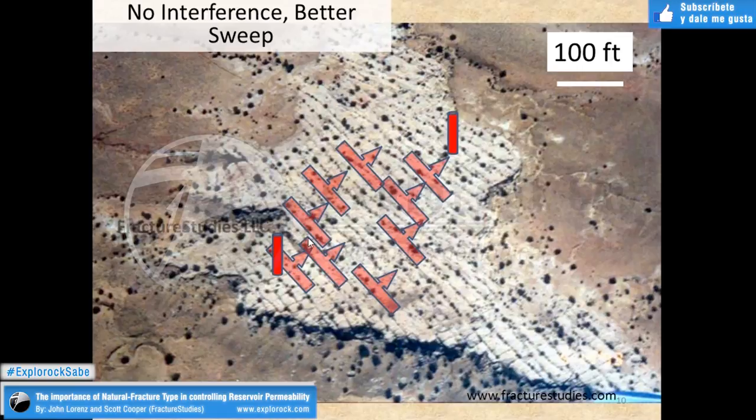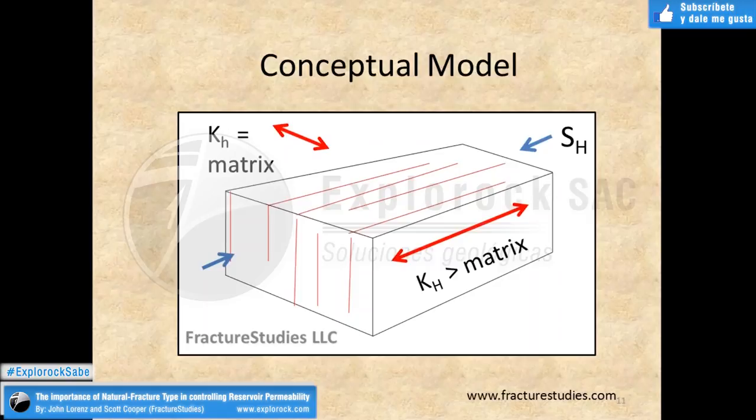We're putting fluids in on the well here on the left. It's going to go out and go through the matrix and through the fractures until it gets to our producing well up in the upper right.